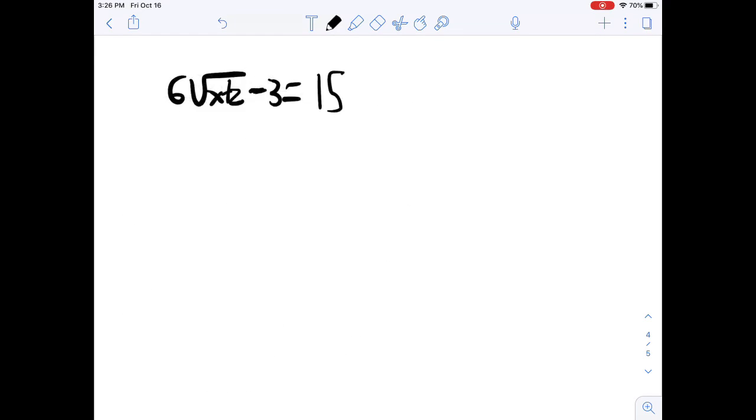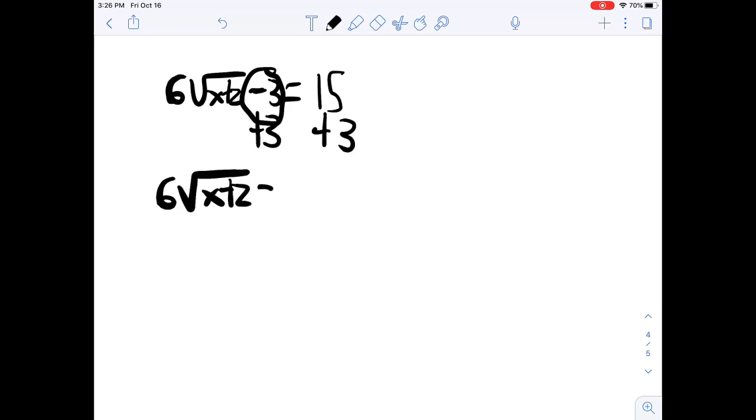Now let's solve this equation: 6 times the square root of x plus 2, minus 3 equals 15. So we're going to isolate the radical. But first, we're going to get rid of this negative 3 so that all we have to do is divide both sides by 6. And so to do that, we're going to add 3 to both sides, so that we get 6 times the square root of x plus 2 equals 18.